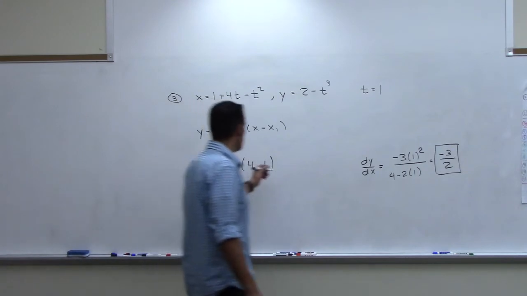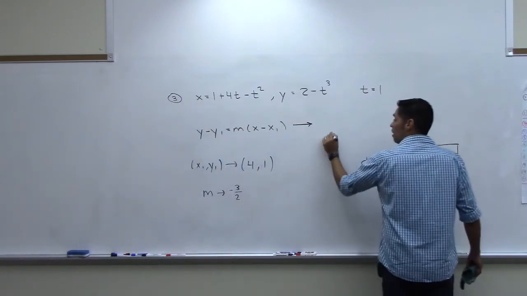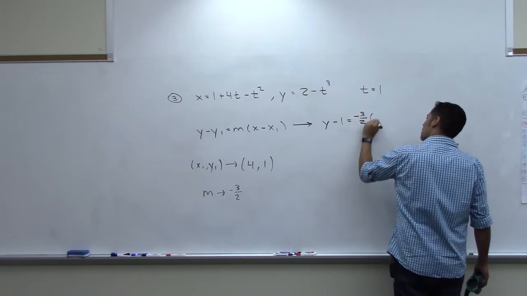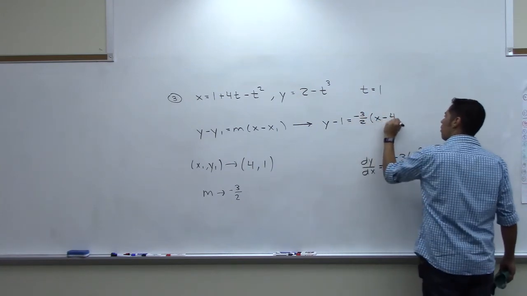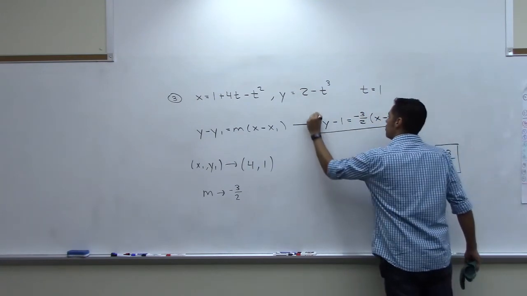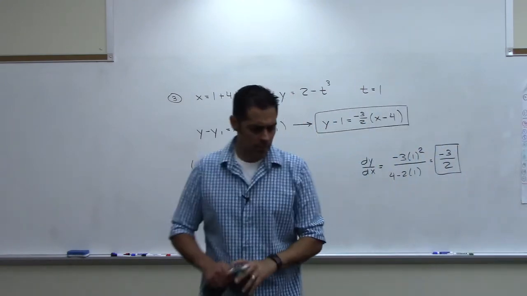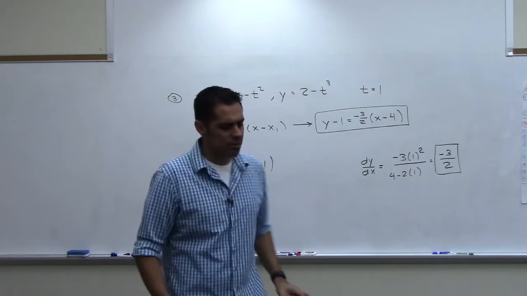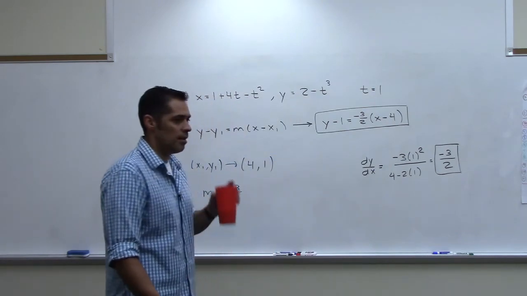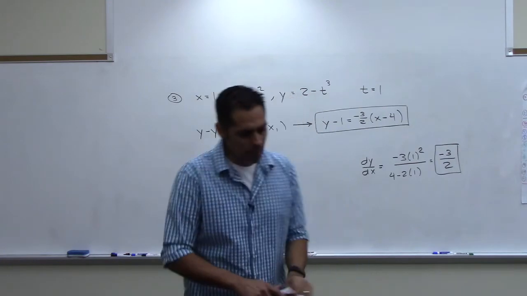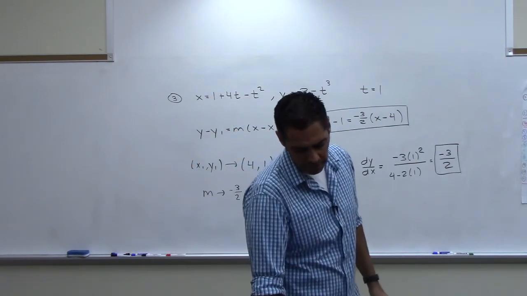So going to that formula here, y minus 1 equals negative 3 halves times x minus 4. That is the equation of this line. You could solve that for y, but I don't care if you do. It's pretty simple. Just make it a negative. All right, let's look at number 5.